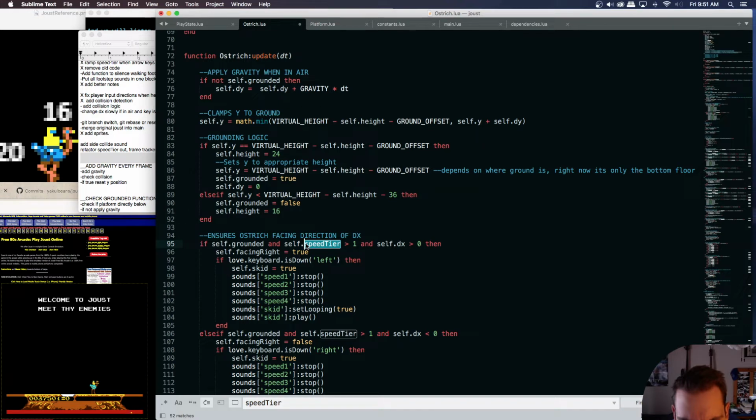I already have if dx is greater than 0. So do I just take out this speedTier? SpeedTier is greater than 1. That means if I'm in speedTier 1. Okay. So this actually needs to be, this is our, this is our, good.